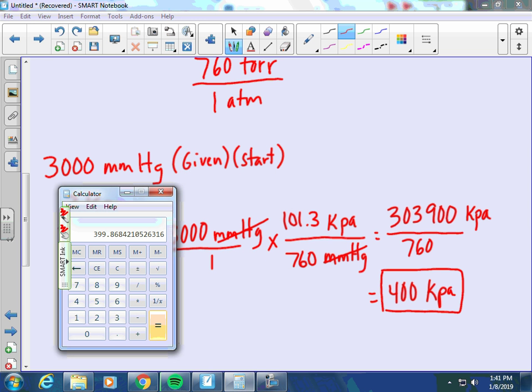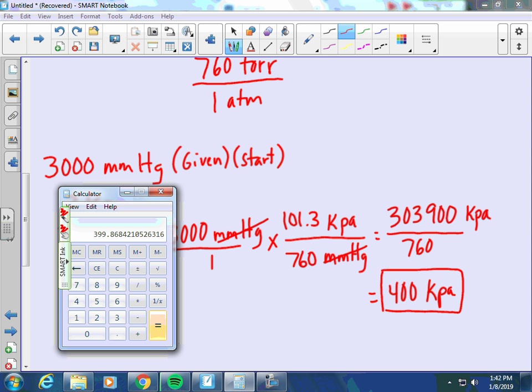That's how we do these problems. You take whatever they give you to start. You take that starting unit and put that on the bottom of your conversion factor. You take the unit you want to find, which I call the target unit, by the way, and put that on top. Put the conversion numbers in, multiply across the top, multiply across the bottom, divide at the end.